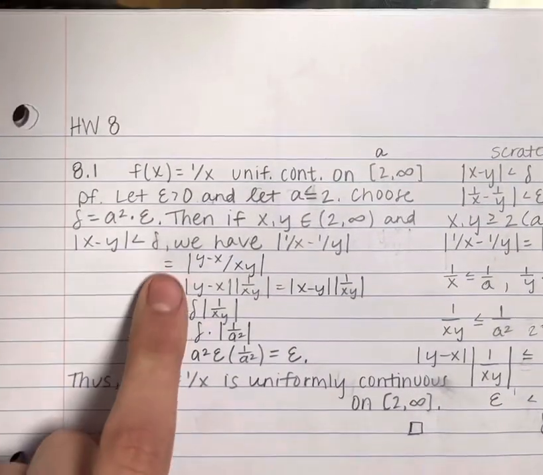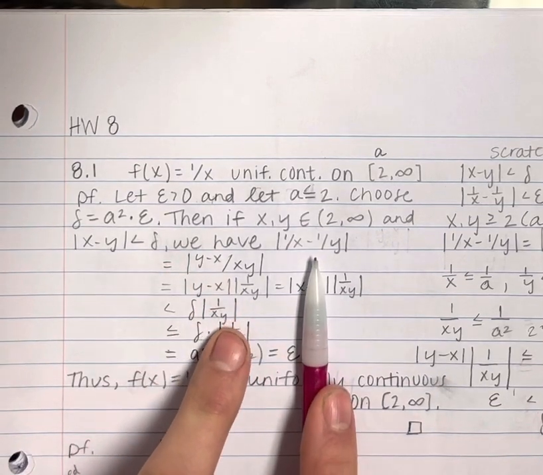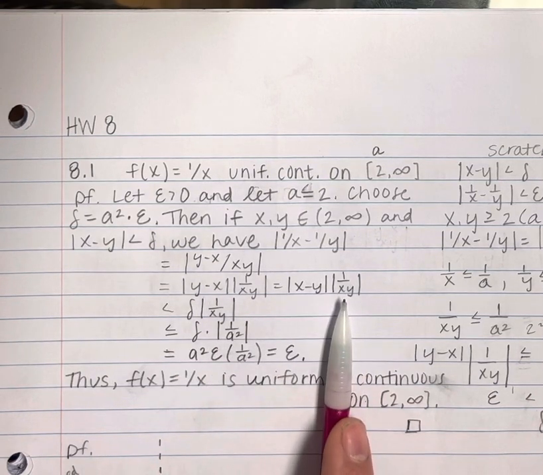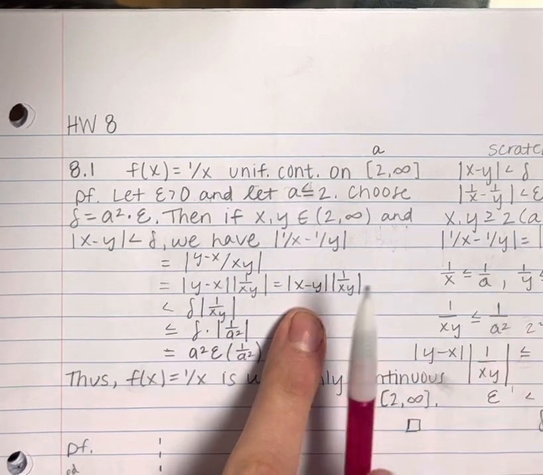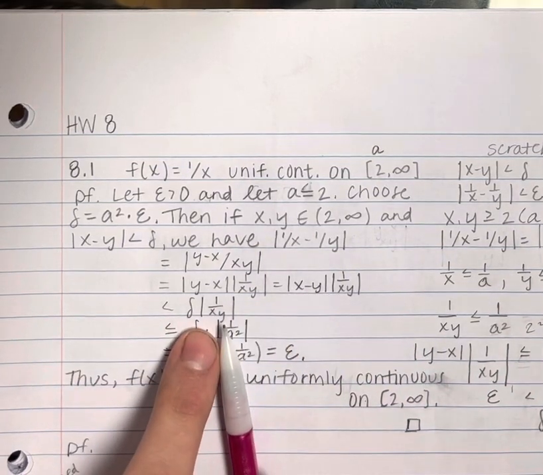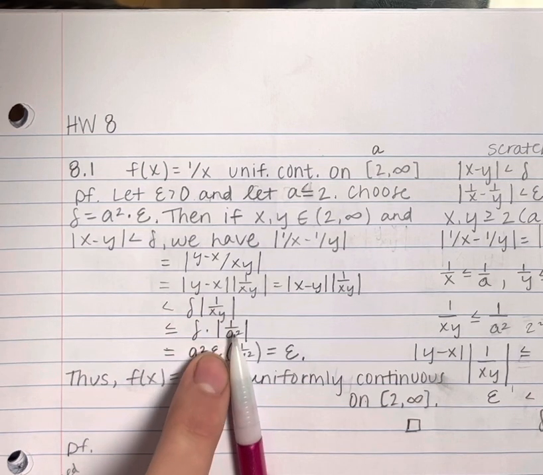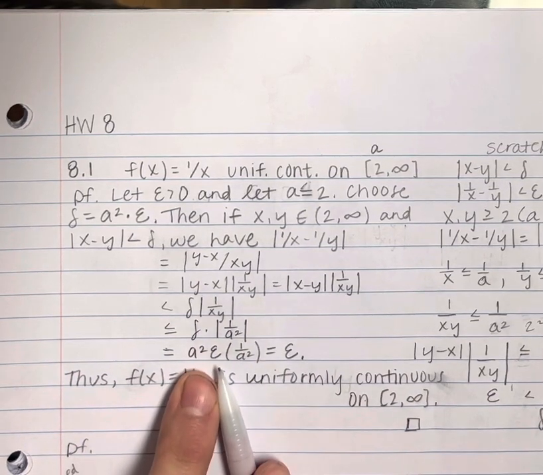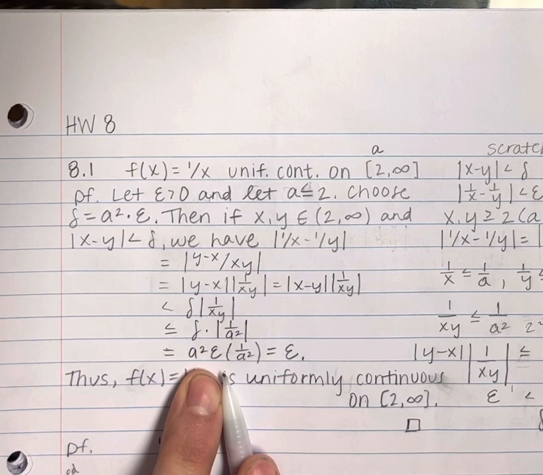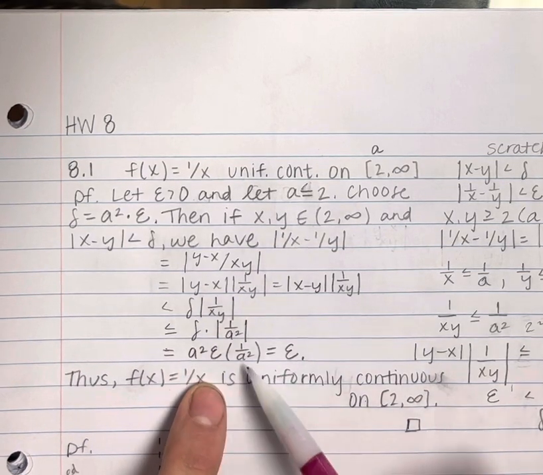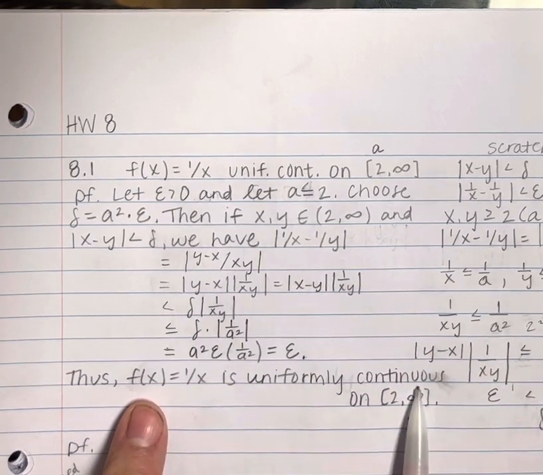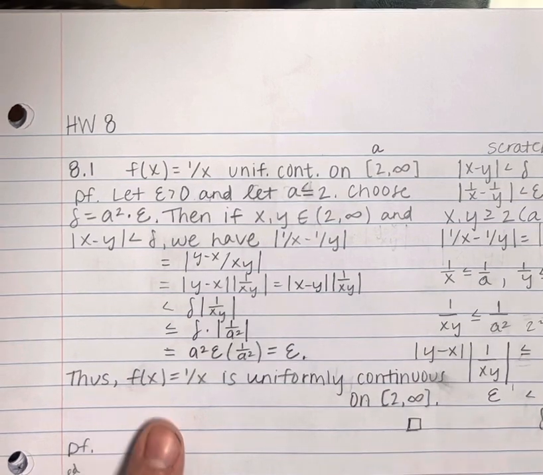So if we go back and plug that in, and we have our delta, or our epsilon, and we use our scratch work to get back to here, we get delta times 1 over xy. Well, 1 over xy again is 1 over a squared. We plug those values in, a squared cancels out and we get epsilon, which proves that f of x is uniformly continuous on a to infinity or 2 to infinity.